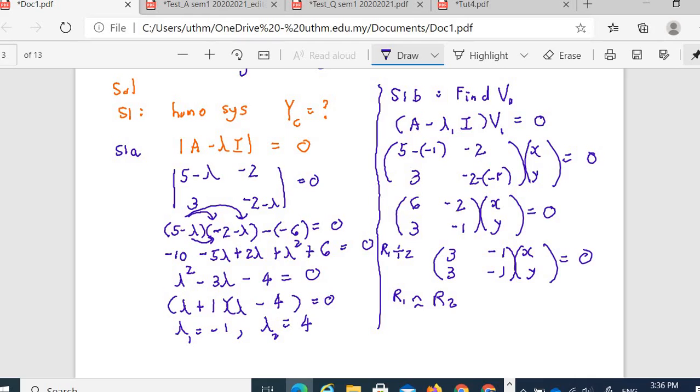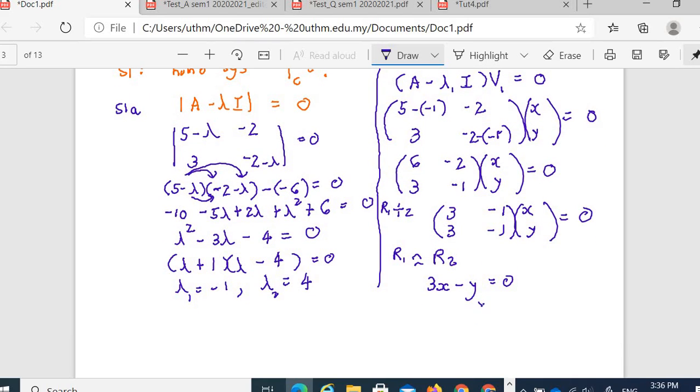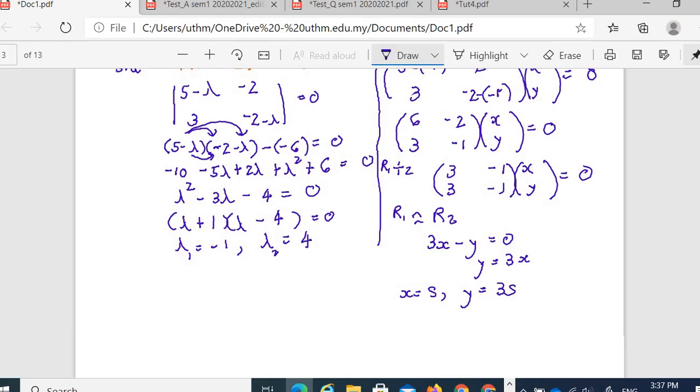In 2 unknowns, we get only one equation, which is 3x minus y equal to 0. So you let y equal to 3x. Let x equal to s, so y will be equal to 3s. So you have two unknowns with only one equation, so we have infinitely many solutions. So this is (x, y): x is actually 1s, y is 3s.